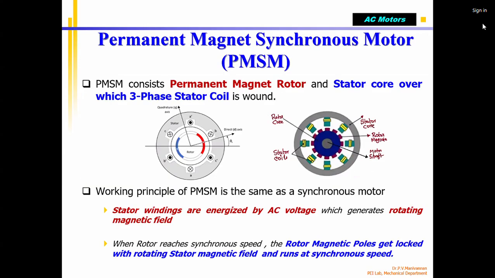If you say AC motor, automatically the input voltage is AC voltage. This picture shows the cross section of a PMSM, or permanent magnet synchronous motor. It consists of a permanent magnet rotor. The rotor is a permanent magnet, not an electromagnet like in a regular synchronous motor. Please note, this is also called a synchronous motor. The only thing is the rotor is a permanent magnet, not an electromagnet.